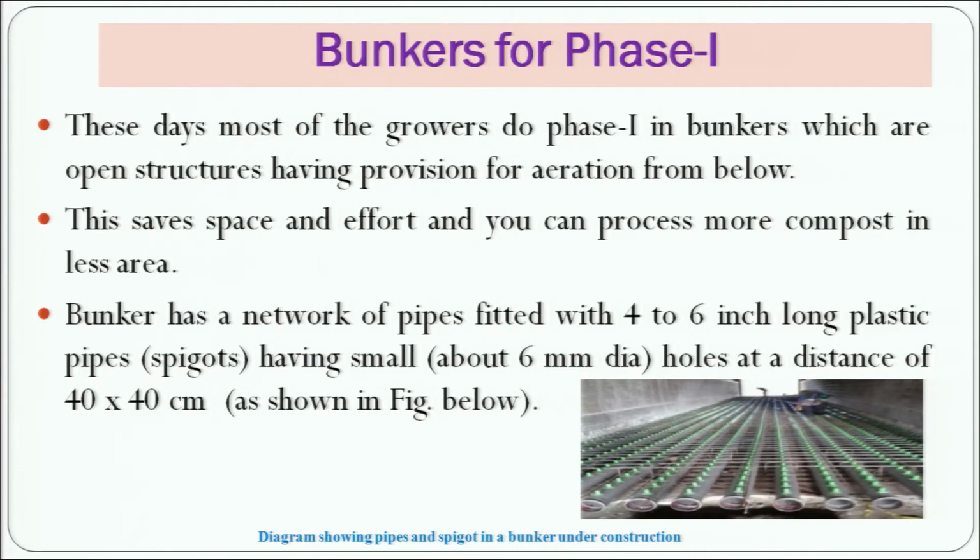These days most of the growers do phase 1 in bunkers, which are open structures having provision for aeration from below. This saves space and effort, and you can process more compost in less area. A bunker has a network of pipes fitted with 6 inch long plastic pipes having small diameter holes at a distance of 40 by 40 centimeter, as shown in the figure. If you have visited an already existing mushroom unit, you can easily see how they establish a bunker.